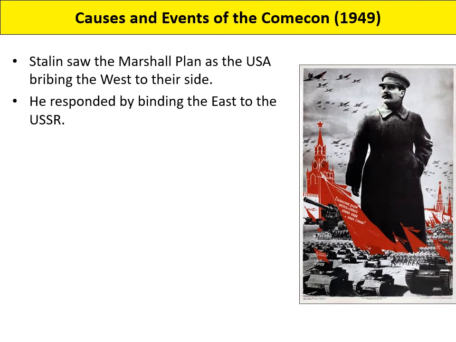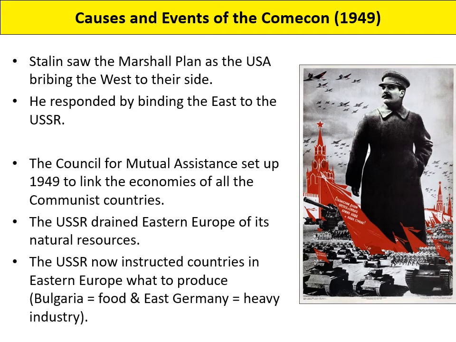Having a look at the causes and events of the Comecon. Now, this is set up a year after the Marshall Plan, because it takes a while to organise all of this. The causes, again, see the Marshall Plan as an attempt to bribe Europe. So Stalin wants to try and set up his own scheme, which will show Eastern Europe that communism is economically better. So Comecon is a nickname. It really means the Council for Mutual Assistance, but again, I'm never going to use that. So you should just remember Cominform and Comecon.